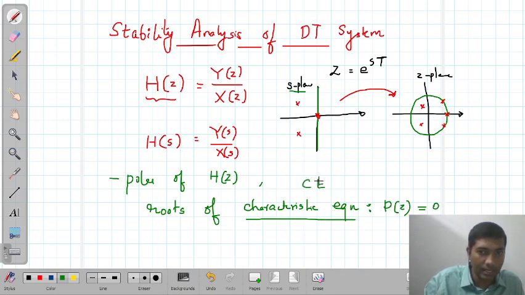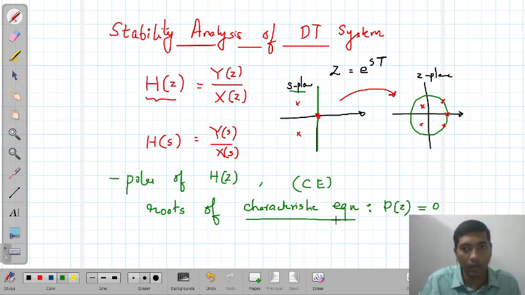Characteristic equation, CE, is the denominator polynomial of the transfer function. The transfer function is a fraction, so the denominator polynomial equated to 0 is the characteristic equation, and the roots of the characteristic equation are the poles of the transfer function. If the magnitudes of all the poles are less than 1, then the system is stable. If there is any pole which has magnitude greater than 1, then it is unstable.